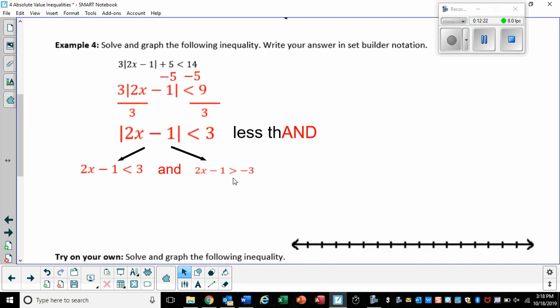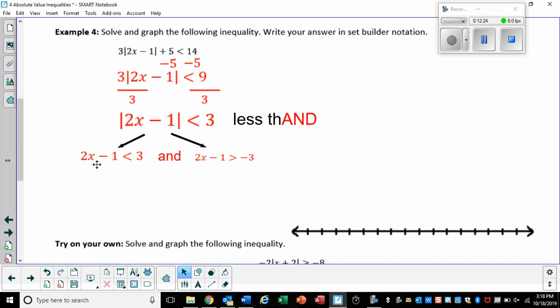Okay? So now I can go ahead and solve them. First, I'm going to add 1 to both sides. So I get 2x is less than 4. Divide it by 2. X is less than 2. And over here, I'm going to add 1 to both sides. I get 2x is greater than -2. Divide everything by 2. X is greater than -1.